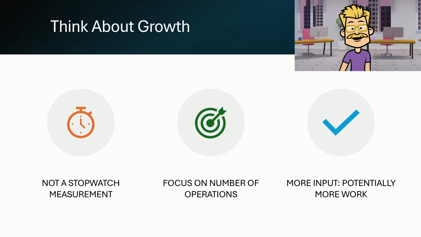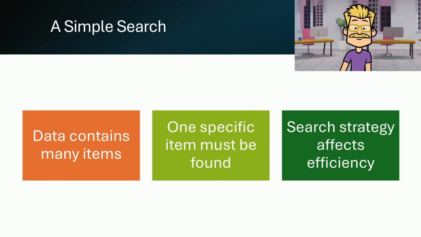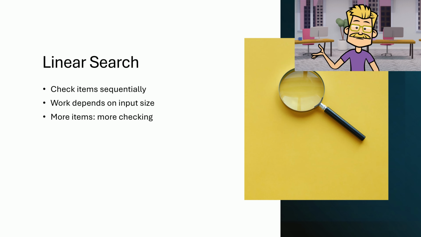Let's use a simple example. Suppose you have a box containing 100 number cards. You want to find card number 75. One approach is to start from the first card and check each card one by one. Maybe you find it after checking 75 cards. Maybe you find it after checking all 100 cards. This is called linear search.